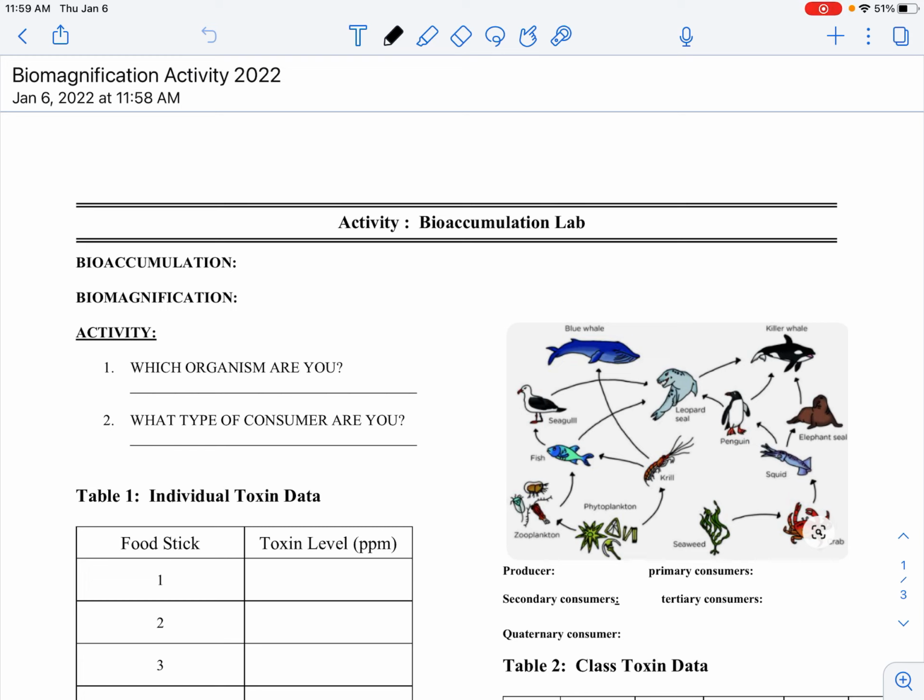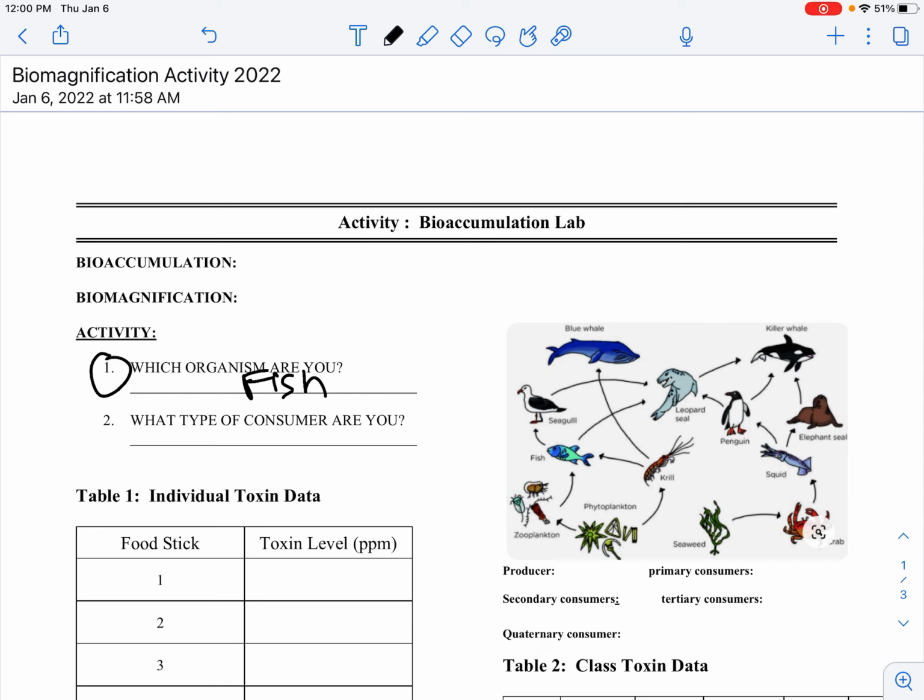All right, so right here on the sheet, you will write down what kind of organism you are. And then for type of consumer, you are all going to figure that out right now. If it says you eat green sticks from green beakers, you are a primary consumer. So take a look and see what it says. If it says you go for green only, you are a primary consumer.